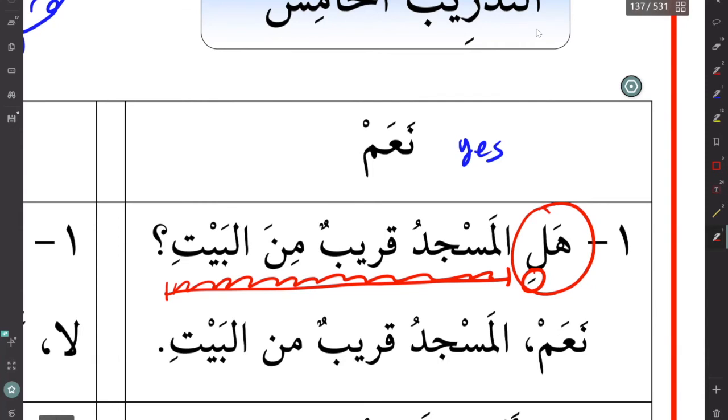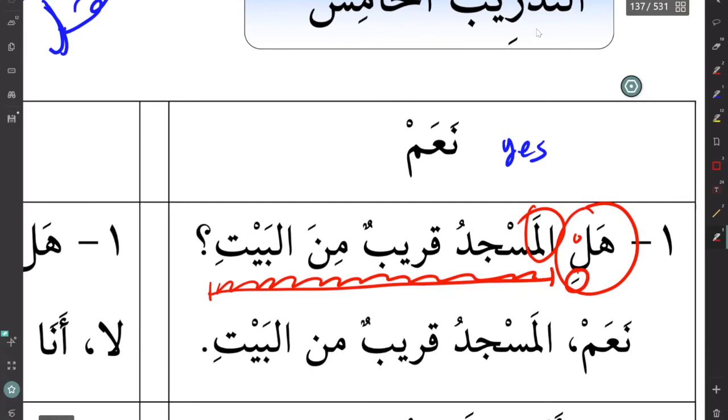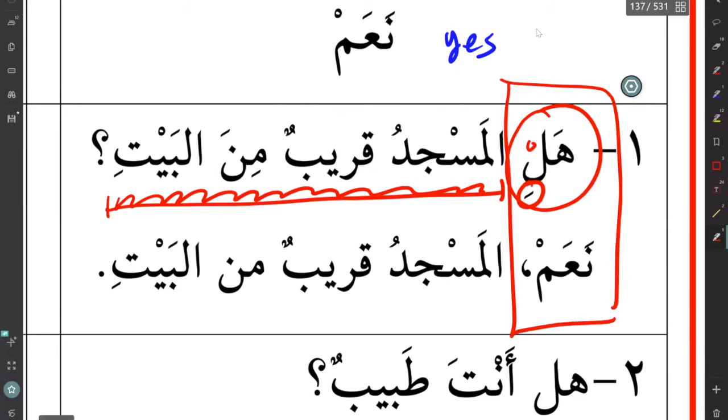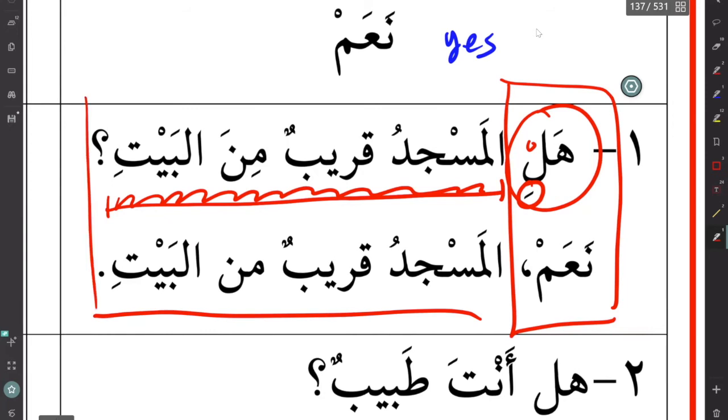We talked about it because after sukun, when you have alif lam, you have to use kasra or sometimes fatha or dhamma. Now they're answering naam, yes, al-masjidu qaribun min al-bayt. As you can see here, nothing changed. This is exactly the same sentence, right? Someone asking you if the mosque is close to the house, and you're answering, they pretty much same thing. Only thing is that you're changing something in the beginning. You use hal for question, and you're saying naam to confirm, and then make the statement.